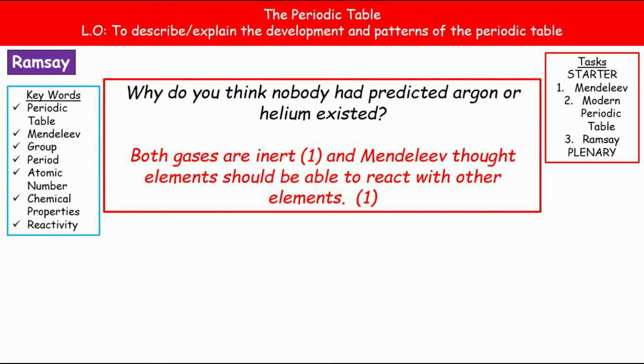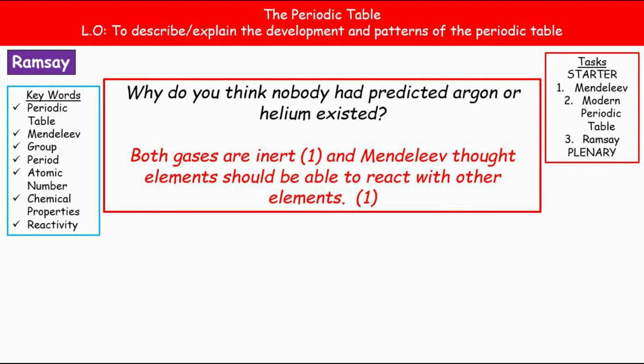Hopefully what we were able to do was, looking at our periodic tables, you'd notice that those two elements are in group 0 on the far right hand side. Now, because they're in group 0, they're both inert, okay? That means they're unreactive.